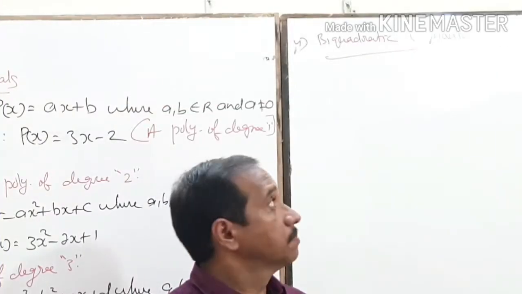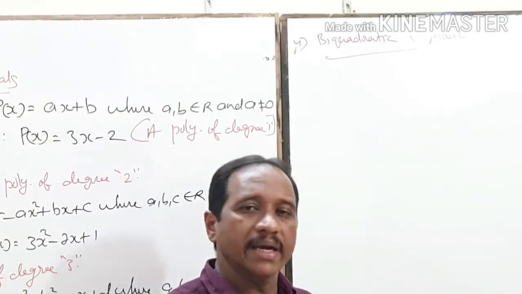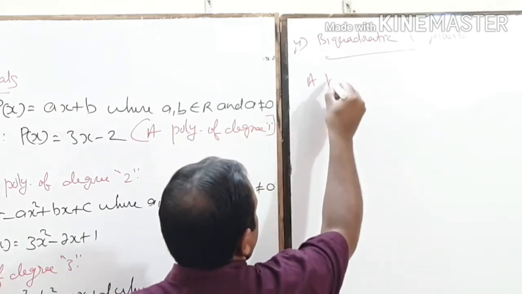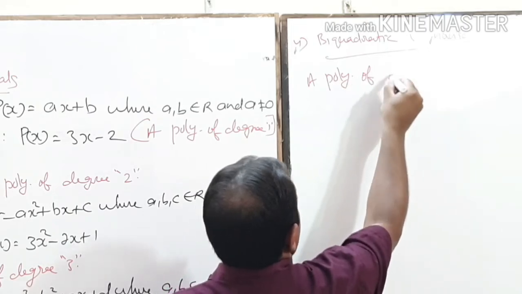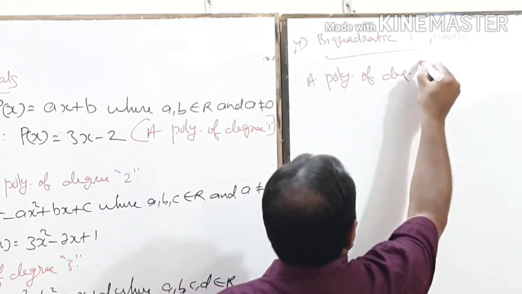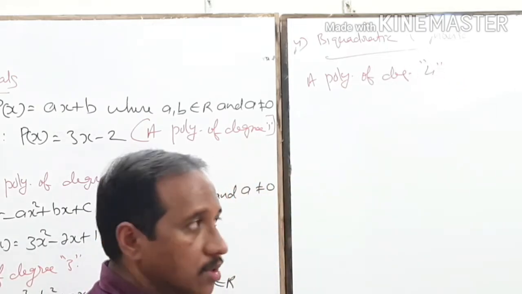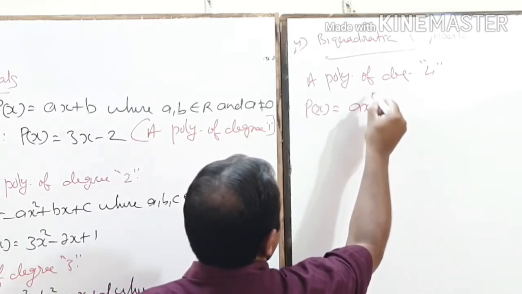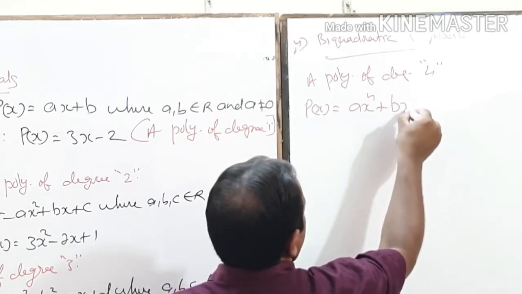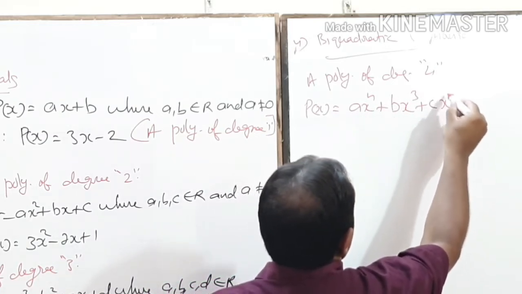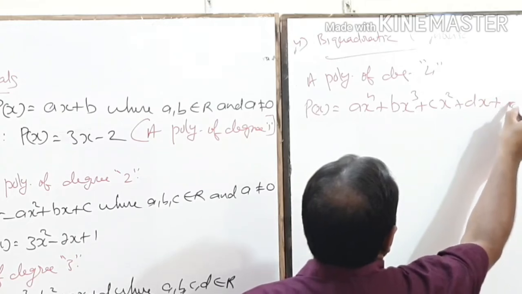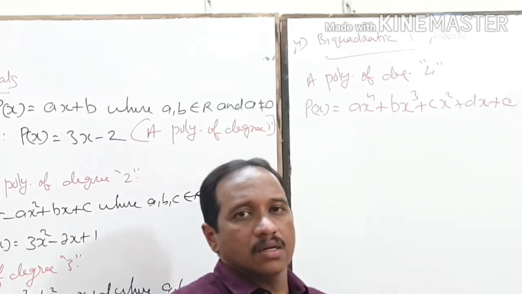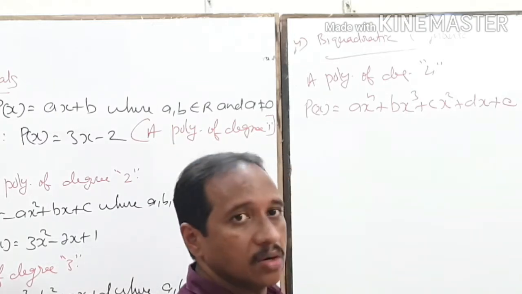The next one is biquadratic polynomial. A biquadratic polynomial is a polynomial of degree 4. Its standard form is P of x is equal to ax raised to 4 plus bx cube plus cx square plus dx plus e, where a, b, c, d, e are real numbers and a is not equal to 0.